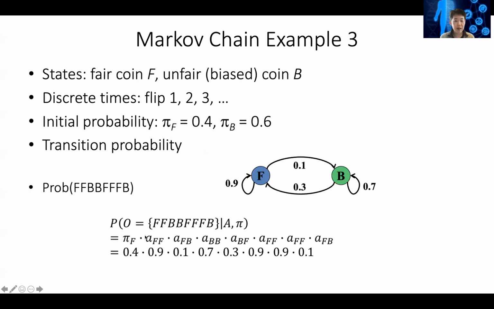And then after that, it will be the transition probability from fair to fair, fair to biased, biased to biased, biased to fair, and so on. And you just multiply the probabilities. And so that's kind of how a Markov chain works.